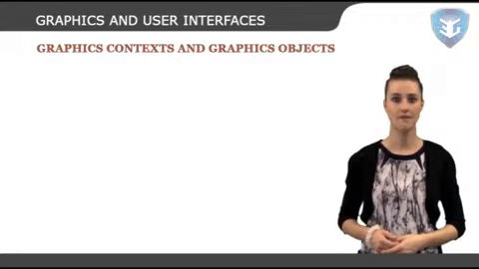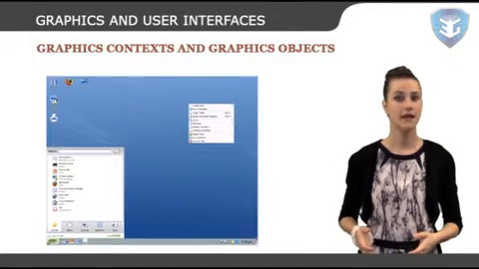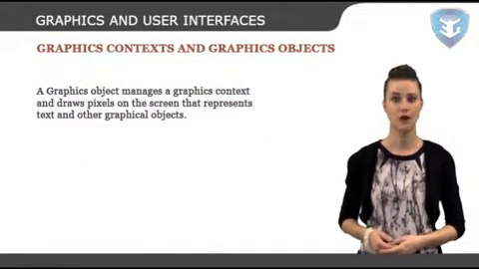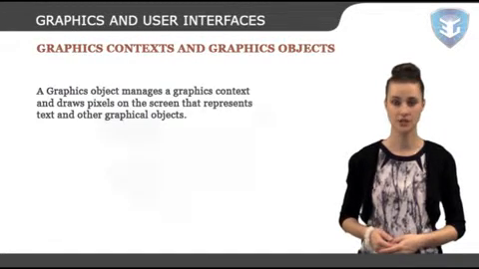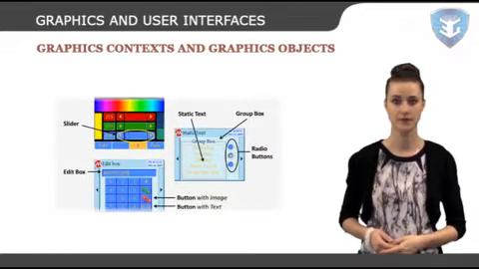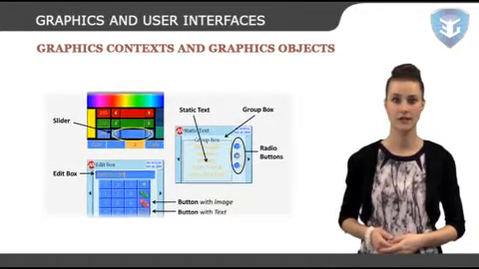Let's now take a look at graphics contexts and graphics objects. Graphics context in desktop Java usually means java.awt.Graphics or java.awt.Graphics2D classes. They carry information about drawing properties, colors, line properties, clipping regions, etc. A graphics object manages a graphics context and draws pixels on the screen that represent text and other graphical objects, for example, lines, ellipses, rectangles, and other polygons. Graphics objects contain methods for drawing, font manipulation, color manipulation, and the like.